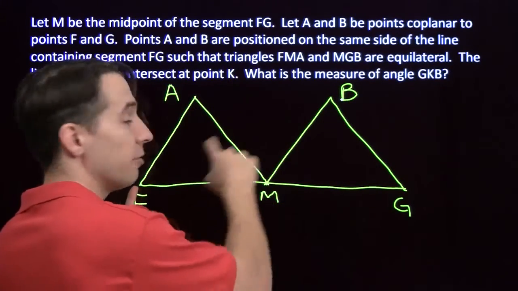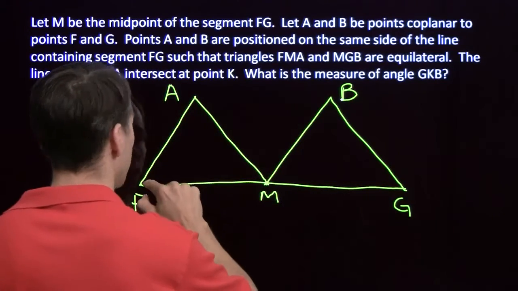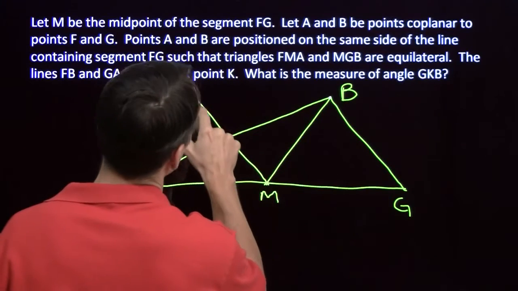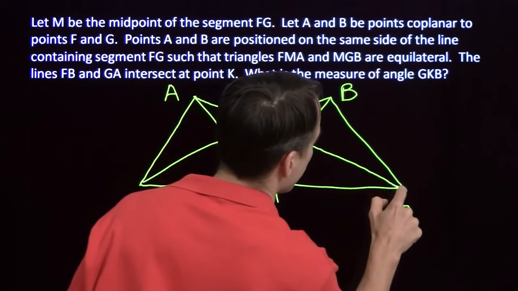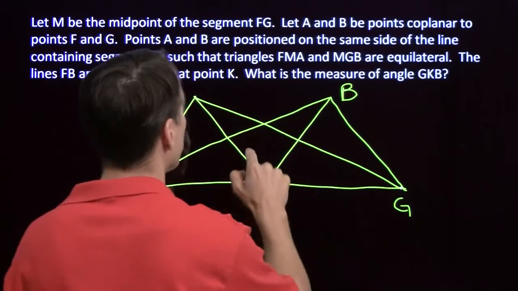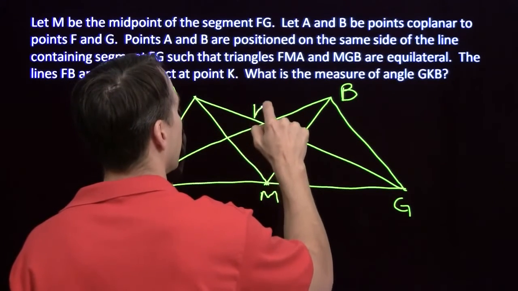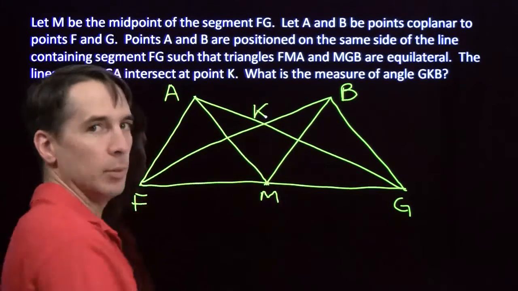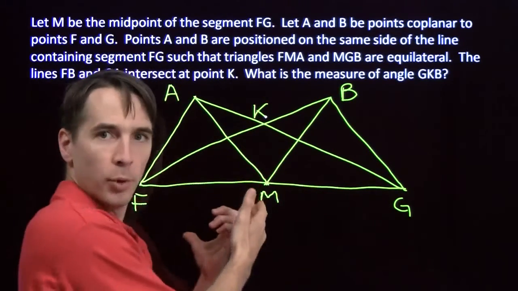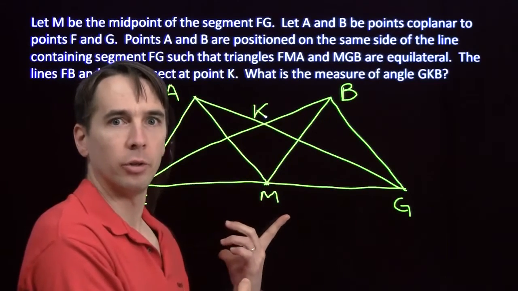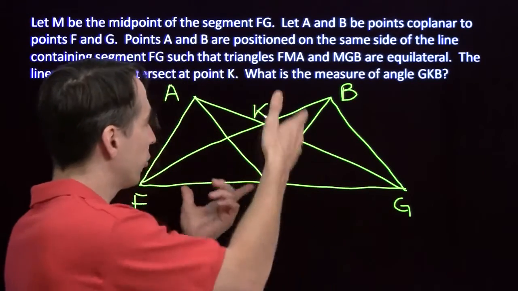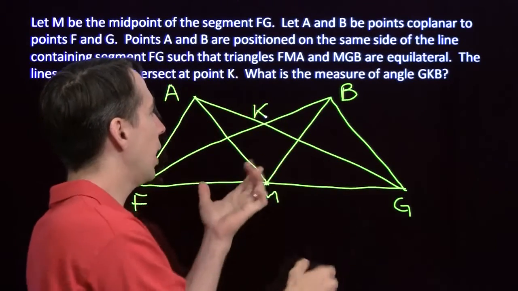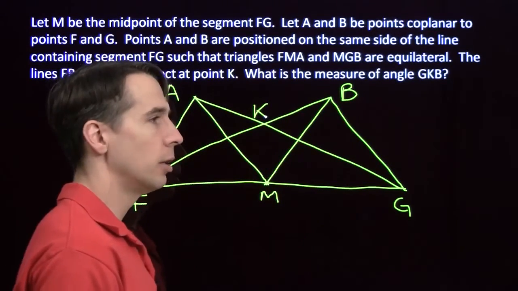And then we want to draw FB and GA. All right, FB and GA. And they intersect at a point K. And we have to find this angle right there, GKB. So we start off with a midpoint, and then with two equilateral triangles. Yes, Harvey, two equilateral triangles. It says right there, two equilateral triangles, not three. Two equilateral triangles, and then we draw these two lines, and we've just got a whole big mess here.